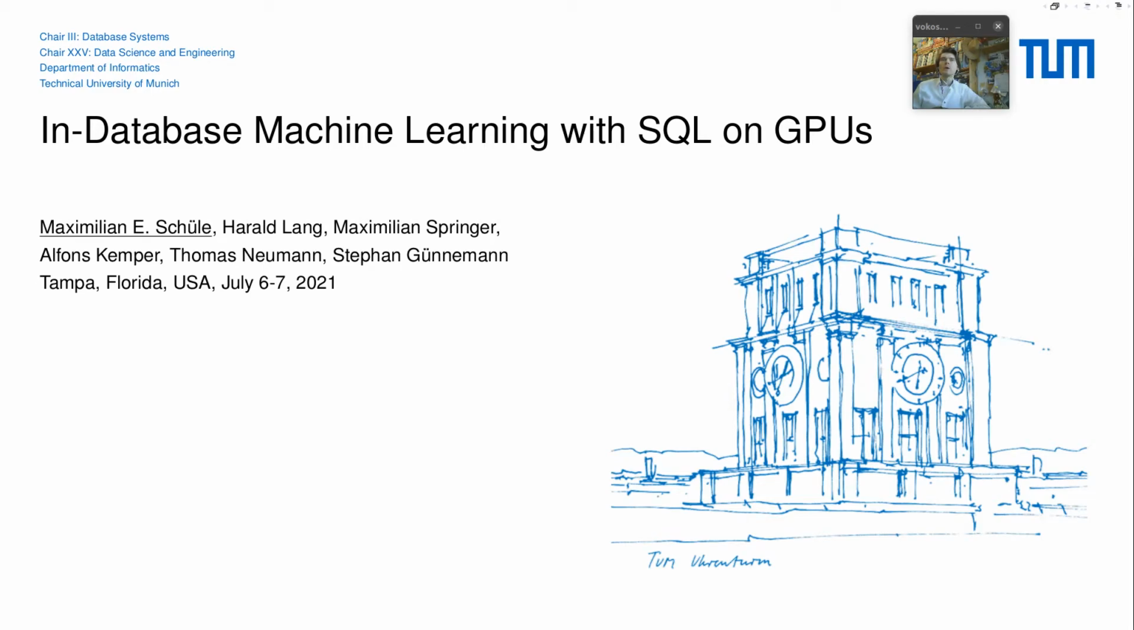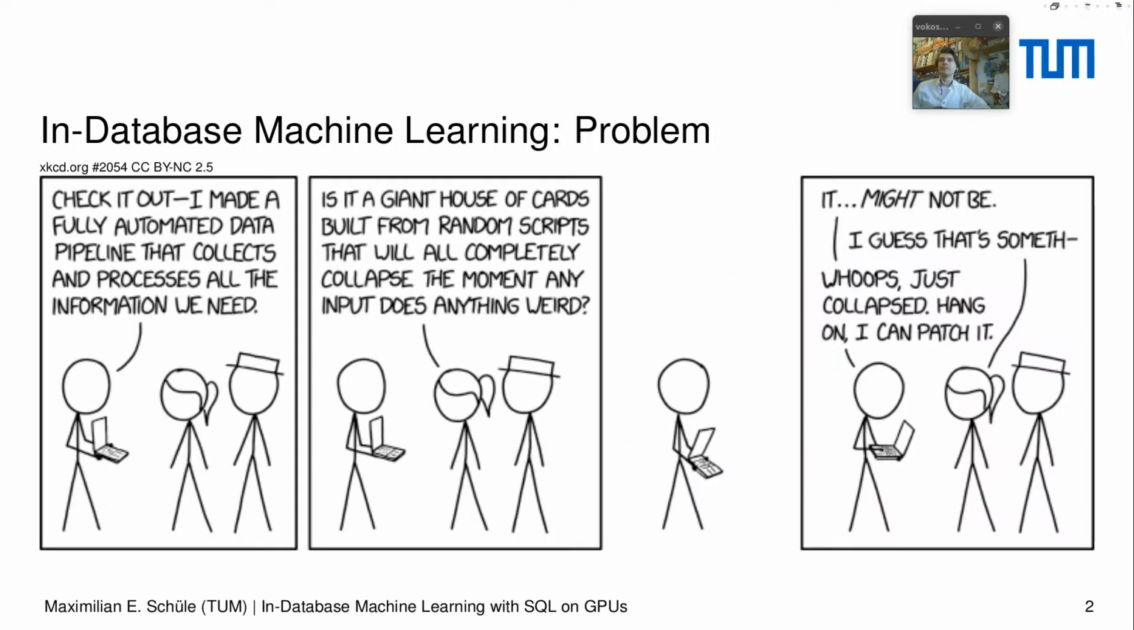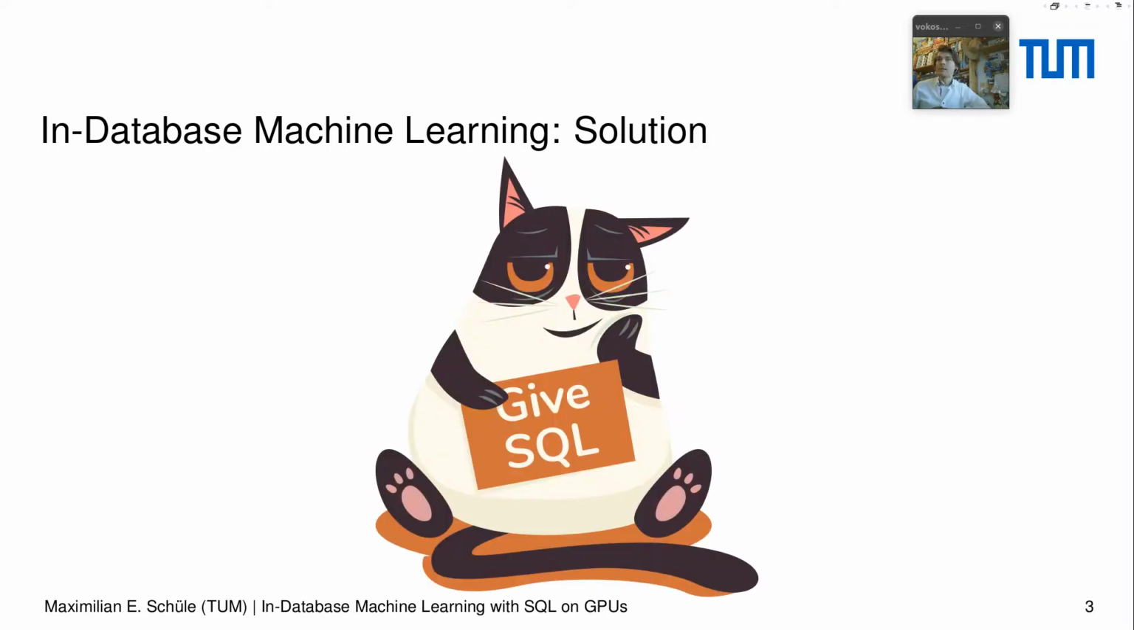Welcome to my talk on database machine learning with SQL on GPUs. The motivation for this was: what does a fully automated data pipeline look like? Often it is a giant house of cards built from random scripts that will all completely collapse the moment any input does anything weird. So what's the solution to using a lot of random scripts? I say the answer is use SQL.